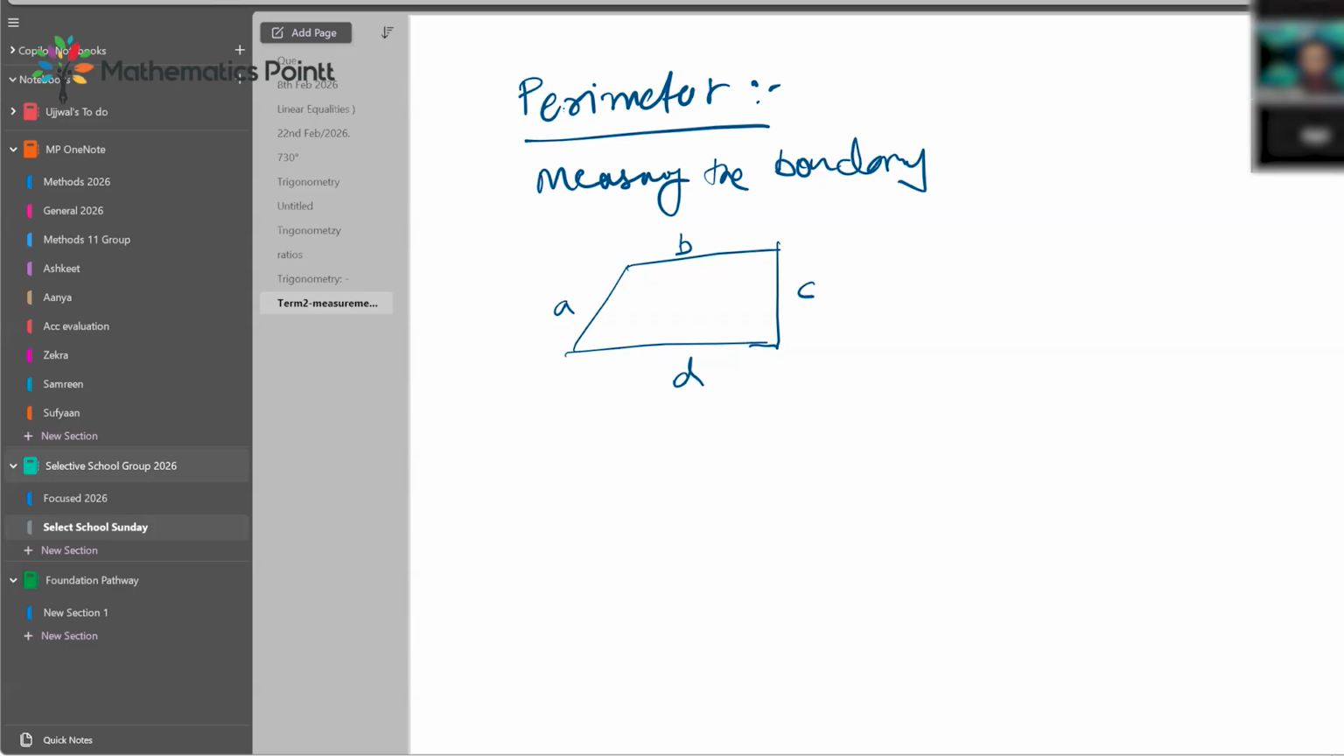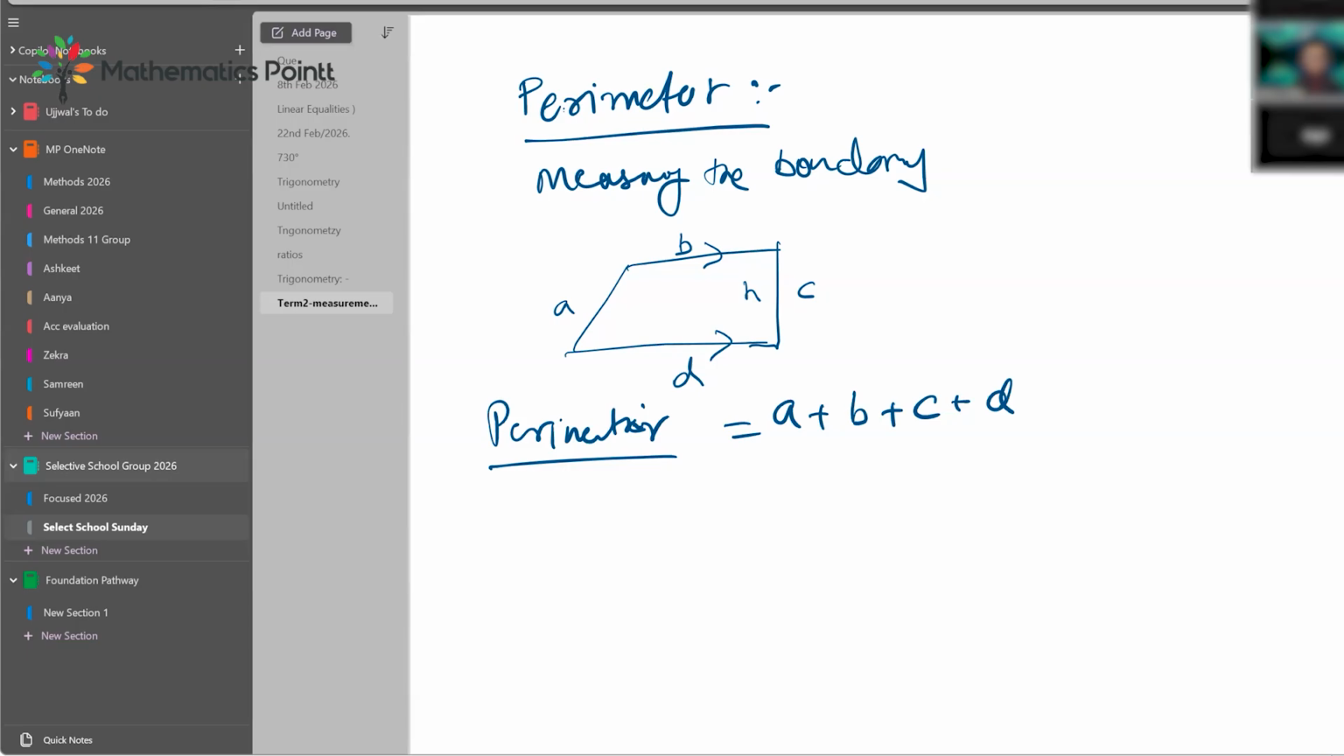How do we know this is a trapezium? I've got two parallel sides, and so two sides are parallel. That makes it a four-sided figure where only two sides are parallel, which makes it a trapezium. Good. All right. Now, coming back, perimeter is just the measurement. So if I add A plus B plus C plus D, that is the perimeter of this trapezium. Very, very simple.